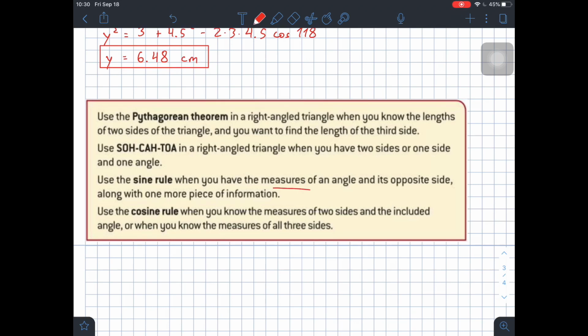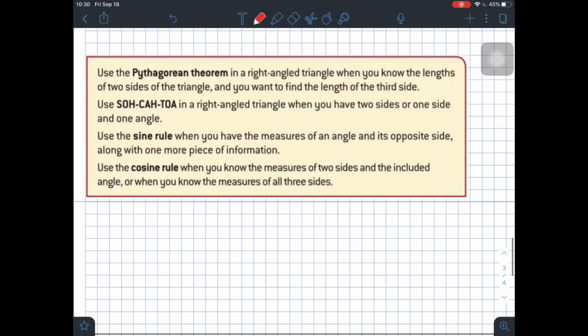This is what I always tell you, right? Two pieces of information of the same letter, right? Then it says, use the cosine rule when you know the measures of two sides and the included angle, or when you know the measures of all three sides. Or, saying it in other words, when you have three pieces of information of different letters. That's when you apply cosine rule.